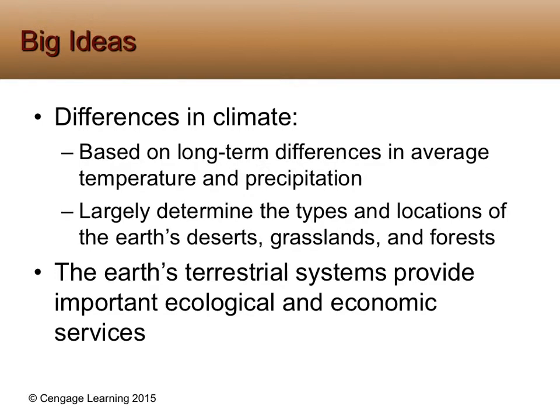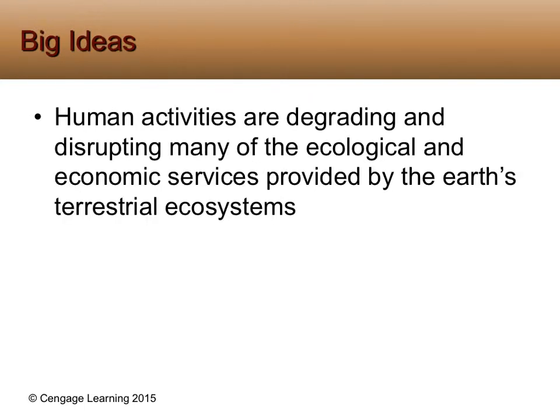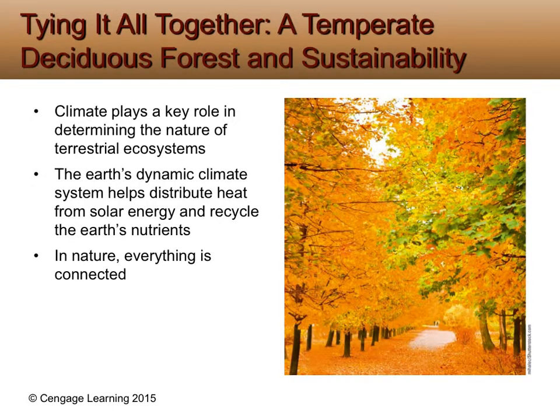temperature and precipitation. So when you define climate, you look at precipitation and temperature. Largely determine the types and locations of the Earth's deserts, grasslands, and forests. Earth's terrestrial systems provide very important ecological and economic services to us, so we need to maintain those in a sustainable manner. Human activities are degrading and disrupting many of the ecological and economic services provided by the Earth's terrestrial systems. That quite a bit more down the road.